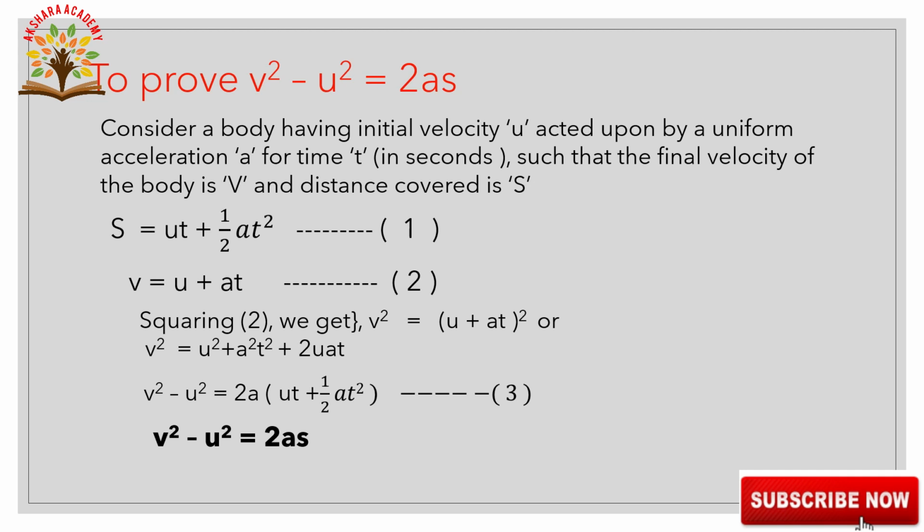Hence proved. These are the 3 equations of motion: v is equal to u plus at, s is equal to ut plus half at square, and v square minus u square is equal to 2as.